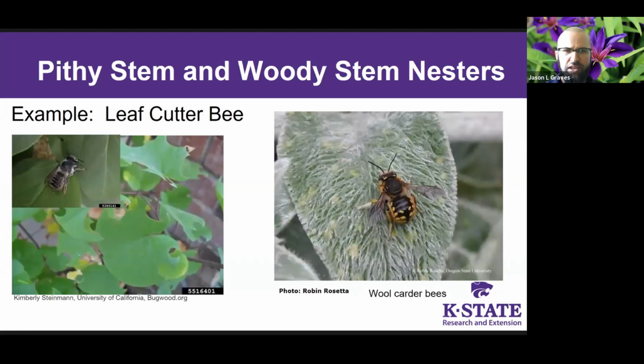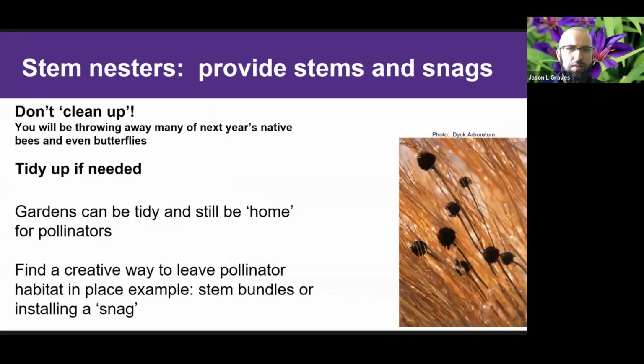And so stem nesters, in summary, we want to provide stems and snags, and we talked about just the idea with the maintenance. We want to avoid cleaning up too thoroughly. A lot of times what I found is gardeners throw away a lot of stems. They cut everything down at the end of the season, toss it out, and don't realize that they've probably just thrown away a lot of next year's native bees and butterflies.